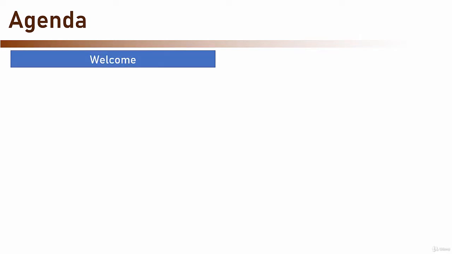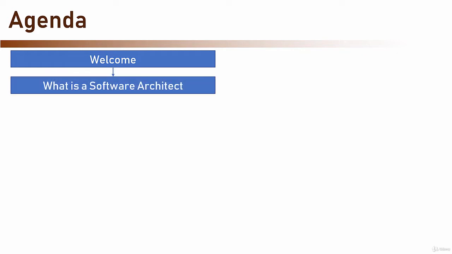So what are we going to talk about in this course? Well, we are going to cover a lot of materials. First is the welcome section, which we are in right now. Then we'll talk about the definition of a software architect. As we will see, there are several types of architect. We will describe some of them and then focus on the types that really interest us, the software architect.